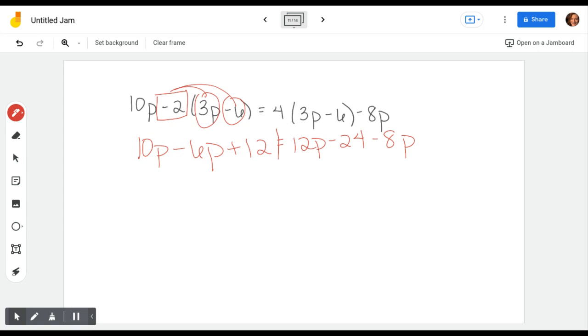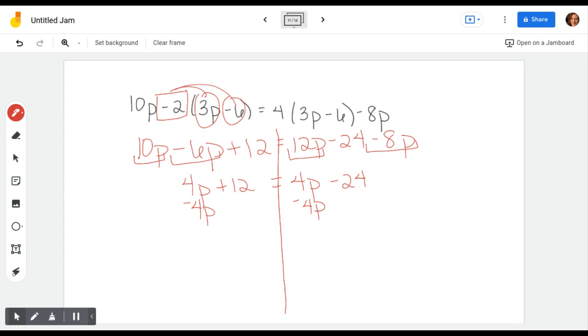Okay, anytime they're big, I always separate them for my students. It just, I don't know, makes it look a little bit less intimidating or something. So on the left, 10p minus 6p, that's 4p plus 12 equals, on the right, 12p minus 8p, that's also 4p minus 24. So I can already tell that my variables match, but the other thing doesn't. If you want to go ahead, get your variables together so you can subtract 4p from each side. I'm left with 12 equals negative 24.